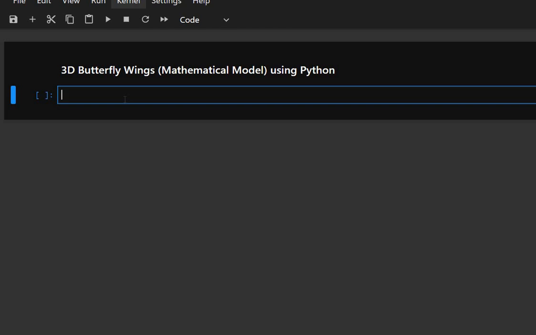In this video we are going to create a 3D butterfly wing, which is a mathematical model using Python. So let us start this by importing the required libraries.